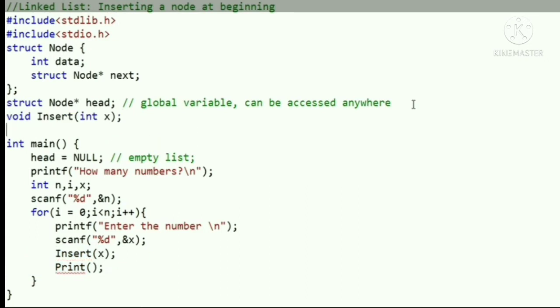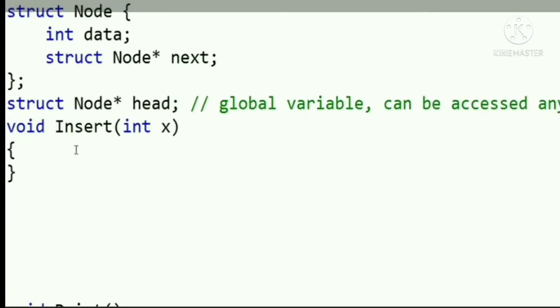Let me first write down the definition of these two functions. So let us implement these two functions, insert and print. Let us first implement the function insert that will insert a node at the beginning of the linked list. Now in the insert function, what we need to do is we first need to create a node. In C, we can create a node using malloc function. We have talked about this earlier.